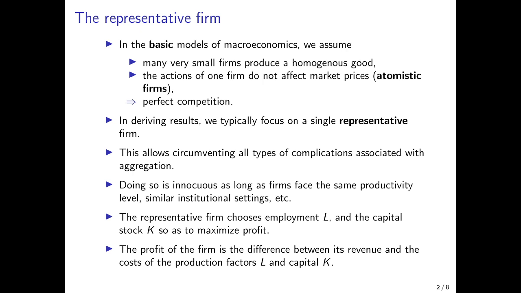What does this mean? The profit of the firm is the difference between the revenue and the cost of production. The revenue, as we will see on the next slide, consists of the price multiplied by the quantity that the firm sells of its output, and the costs of production consist of the outlays for the production factor labor, so the wage bill, and what has to be paid to rent the capital stock K. The difference between the two is the profit, and this is what the firms, or the representative firm in this context, maximize.